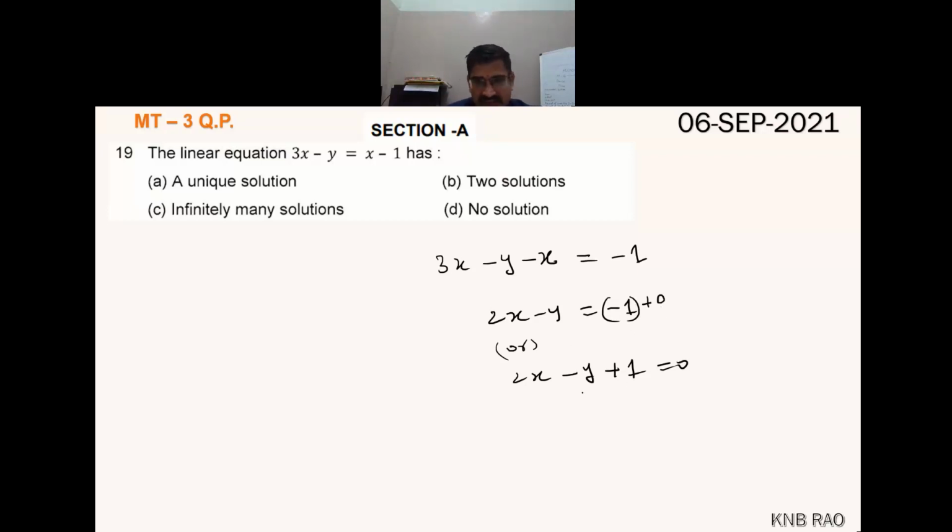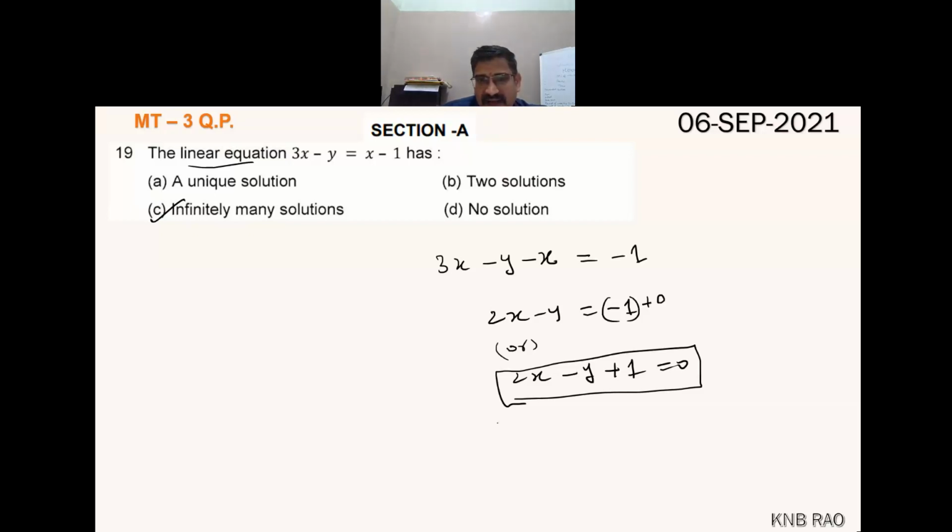So it's a linear equation in two variables, and the number of solutions to it will be infinitely many. Any linear equation in two variables will have infinitely many solutions. I hope it is clear to you, children.